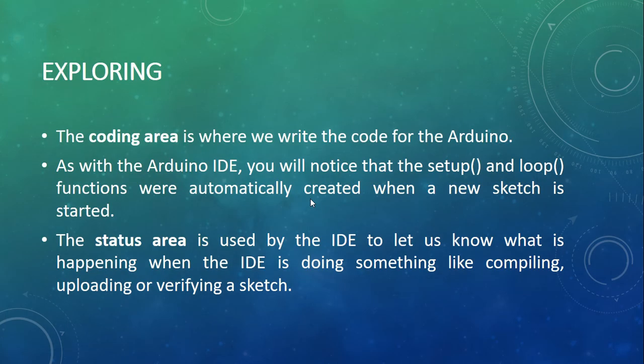Okay, so again, the coding area is where we write the code for the Arduino, just the same as the Arduino IDE. As with the Arduino IDE, you will notice that the setup and loop functions are automatically created when a new sketch is created, just the same. And then the status area is used by the IDE to let us know what is happening when the IDE is doing something like compiling, uploading, or verifying a sketch. It's just the same. The status area of the web editor has the same functionality.